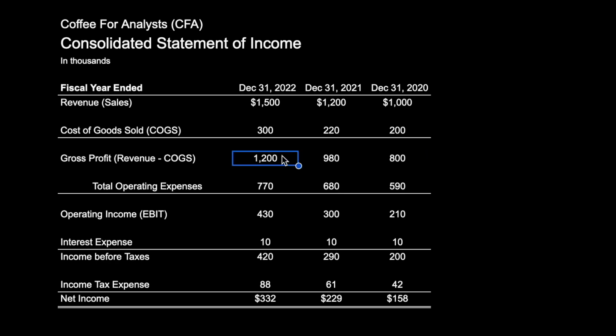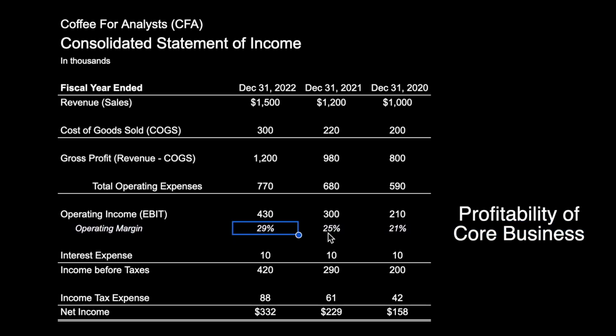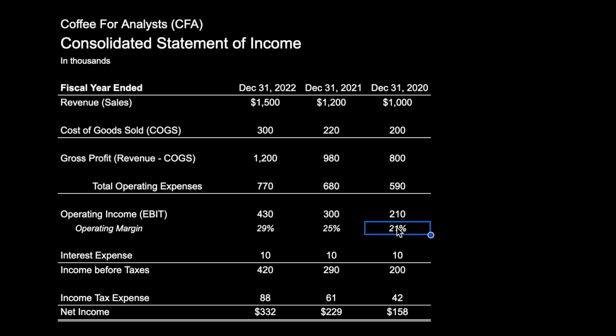Now, if we take gross profit and subtract total operating expenses, we get our operating income, also known as earnings before interest and taxes, or EBIT. And if you divide your operating income by your revenue, you get your operating margin. This shows the profitability of your core business. A positive operating margin means that the core business is making money. Generally, you want this number to be positive and growing.